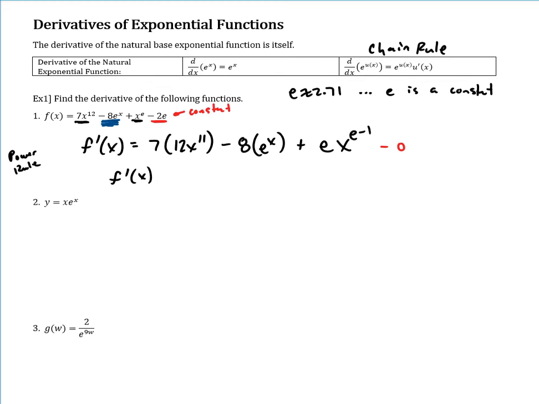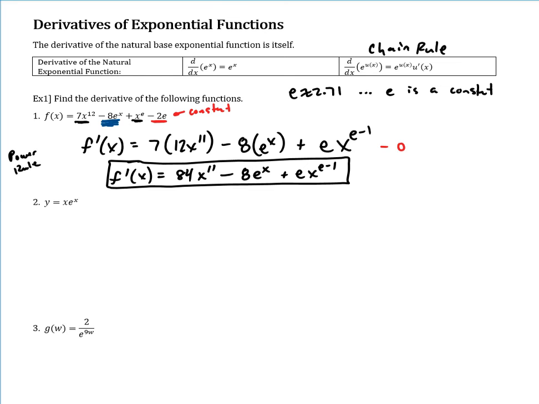Okay, and then now we can simplify all of it. 7 times 12 is 84, and then x to the 11, minus 8e to the x, plus e x to the e minus 1. Okay, so that's how they might use this first rule, where we used it on the blue portion. And it looks like they're trying to trick you in other spots. Okay, so if it's e to the x, the derivative of e to the x is just e to the x.